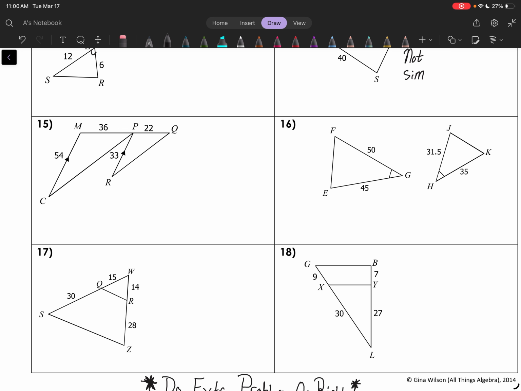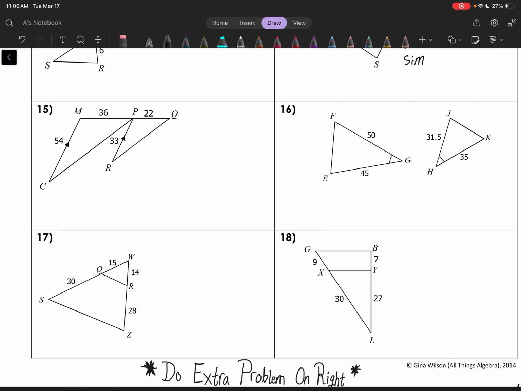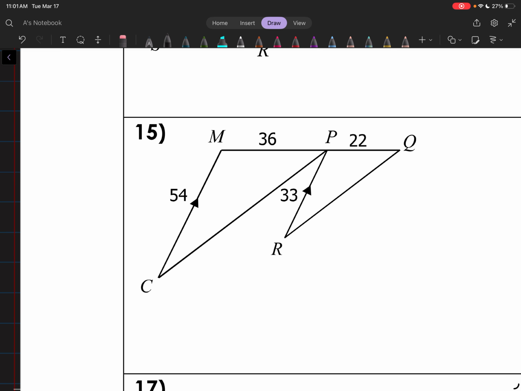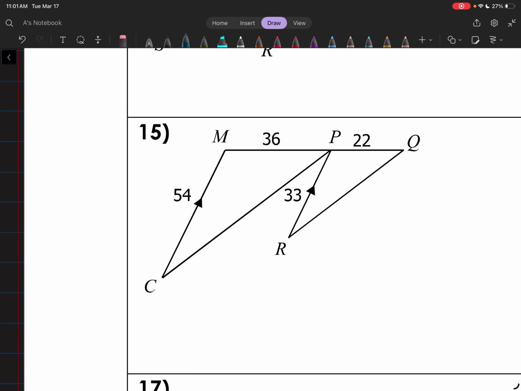Number 17 and 15 are the two I'm going to do. For number 15, I have parallel lines cut by a transversal. These are corresponding angles, so they are congruent. I have side, angle, side, and side, angle, side.